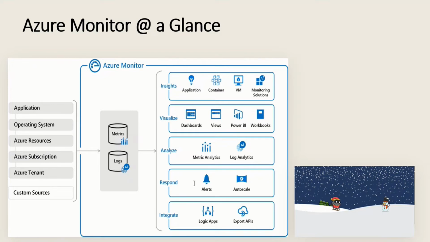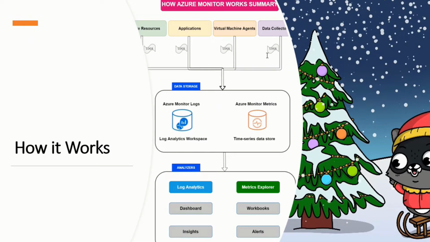Now, Azure Monitor also gives you the ability to respond to critical events, right? So you create alerts, and when certain conditions are met, Azure Monitor is able to take action as necessary, depending on what you have configured. And lastly, it is possible to connect Azure Monitor with other tools such as Event Hubs, Logic Apps, and so on. Next, let's take a look at how Azure Monitoring truly works.